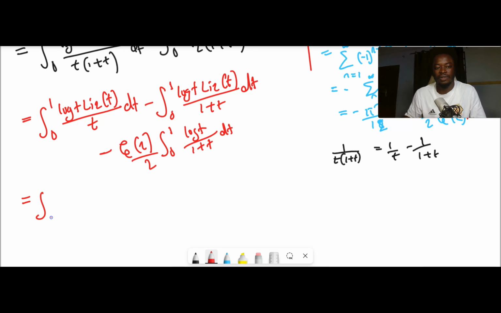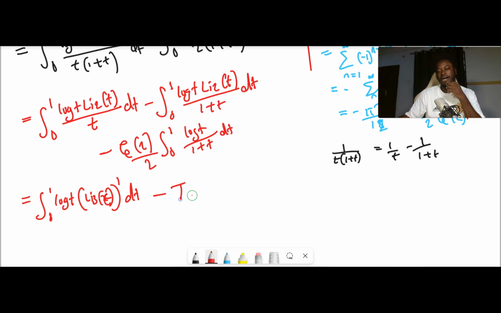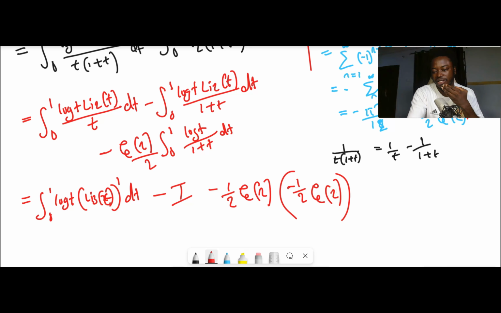one to be the integral from 0 to 1 of log t times the derivative of the trilogarithm of t, prime dt. Now the middle one is basically I, which is our original integral. Then the third one is basically going to be negative 1 over 2 zeta of 2. Now of course we know this is equal to negative 1 over 2 as well, zeta of 2, because this is identical to our original integral.